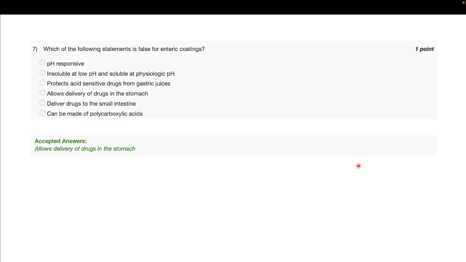in the intestine. So if you look at the options, we have to select for the false statement. So pH responsive, definitely enteric coatings are pH responsive. They are insoluble at low pH and soluble at physiological pH. They protect acid-sensitive drugs from gastric juices, deliver drugs to small intestine, and can be made of polycarboxylic acids are all true. They allow delivery of drugs in the stomach is the only false sentence here. Okay, let's look at the next question.